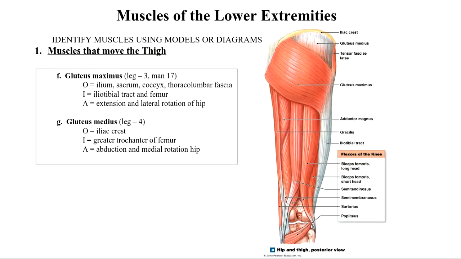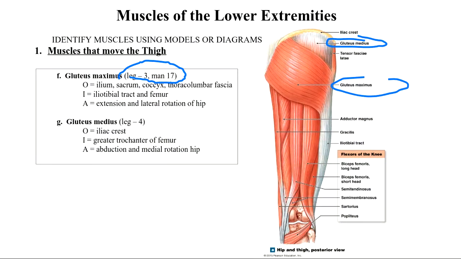And if you're curious, where it says leg 3, man 17, that is just referencing how they're labeled on the actual models in our lab. So that's not really relevant here. But you can see very easily here the gluteus maximus, gluteus medius. And so again, I would use this image right here. Have you tell me what the muscle is.